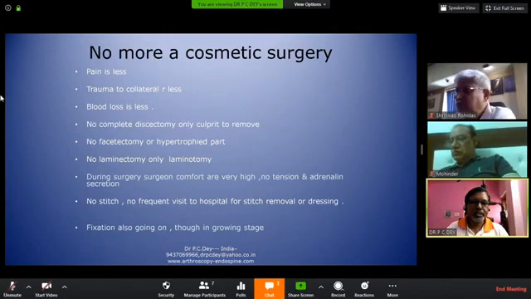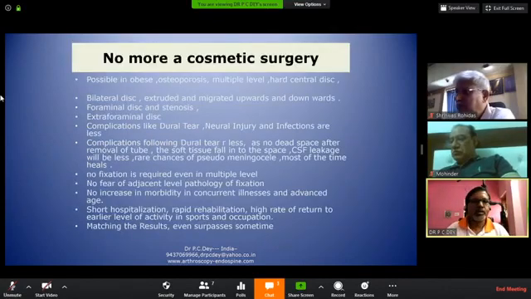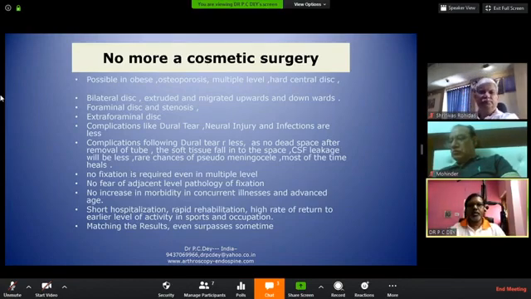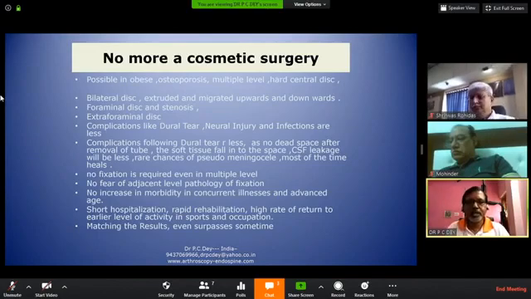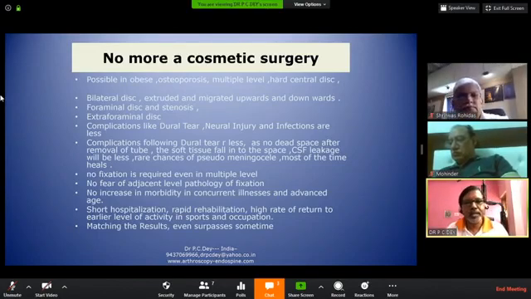And during this surgery, the surgeon's comfort is very, very important. There will be no tension that we are going to injure the deep structures like neural tissue. There is obesity. You saw that 130 kg patient Dr. Rohidas operated, and also osteoporosis, multiple level, hard central disc, opposite side disc, and bilateral discectomy is also possible, extruded disc, migrated downward, upwards, foraminal, everything.